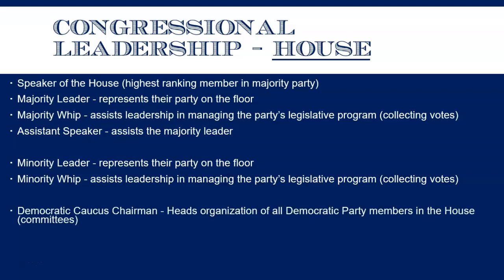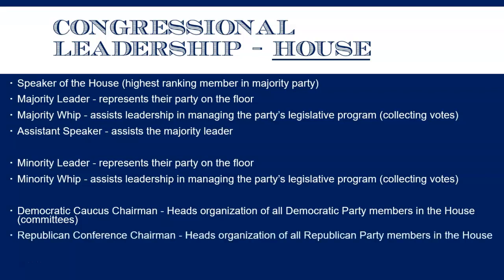Democratic caucus chairman. This person here is basically the person for the Democratic party. Another way to say it is Republican caucus chairman, or you can say conference chairman. Basically, they deal with the committees. They organize their committees. They decide who goes to what. They basically give assignments out to all the different members and put them into the committees and determine who goes where and who does what.